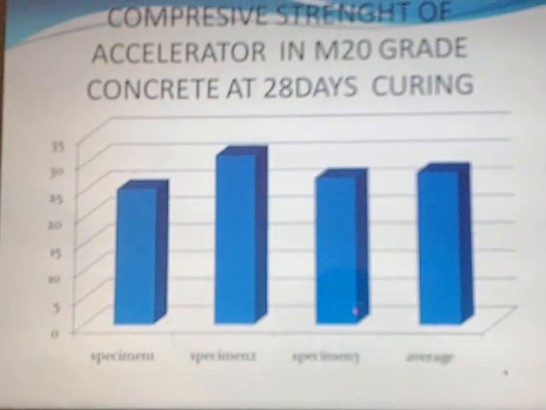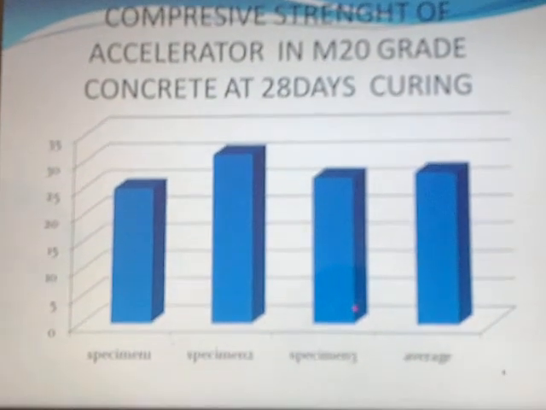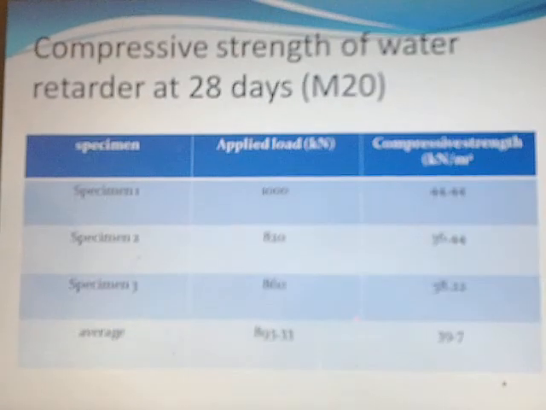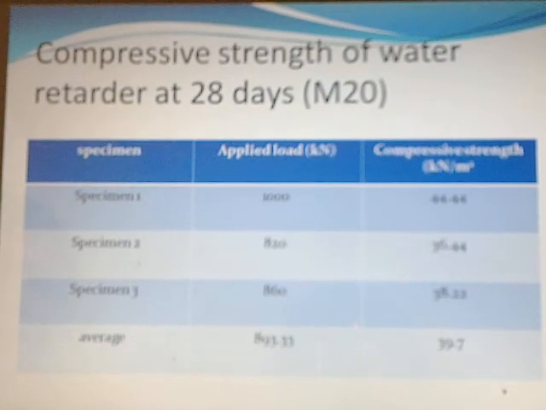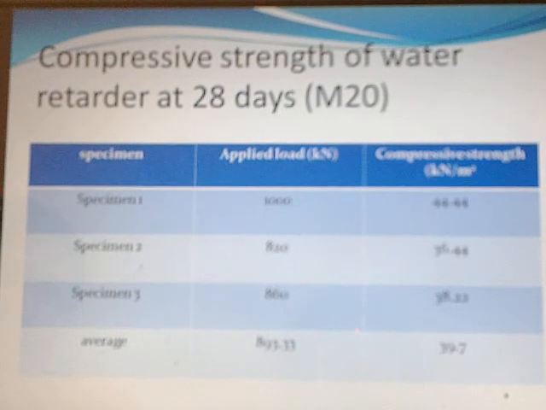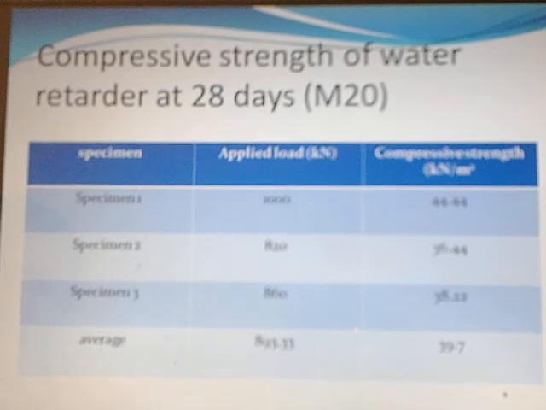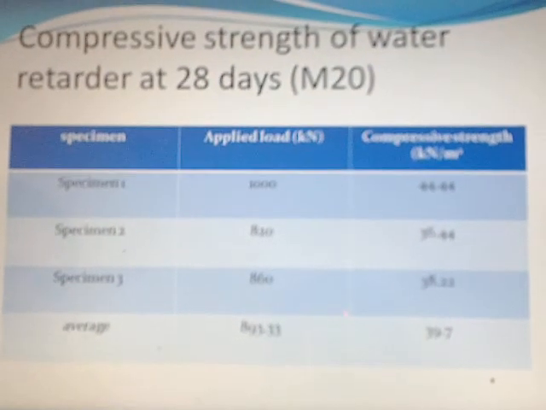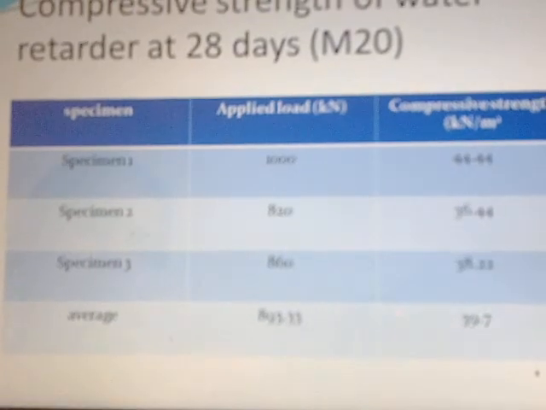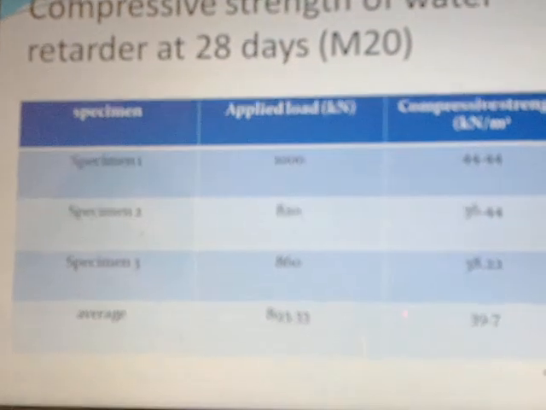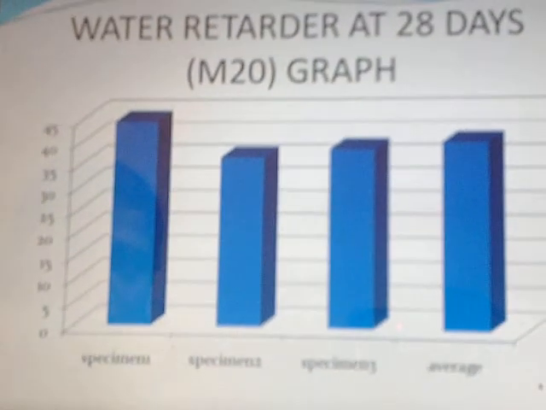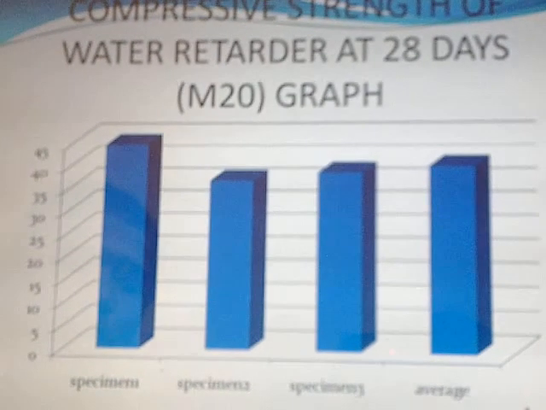This is the graphical representation of the compressive strength of the accelerator in M20 grade of concrete at 28 days curing. The compressive strength of the water retarder at 28 days for M20 grade of concrete. For specimen 2, specimen 1 and specimen 3, the average compressive strength of the retarder is 39.7. This is the graphical representation of the compressive strength of the water retarder at 28 days for M20 grade of concrete.